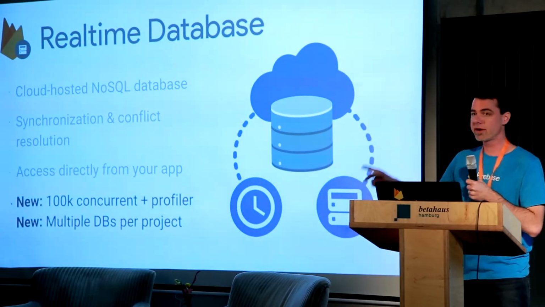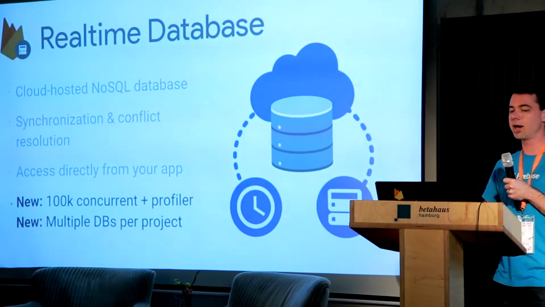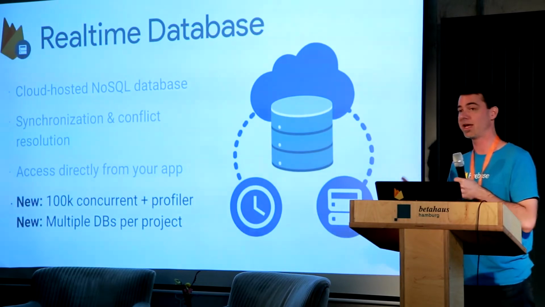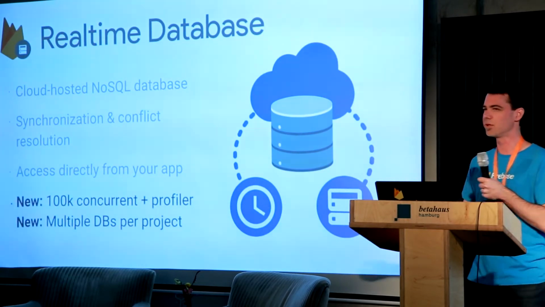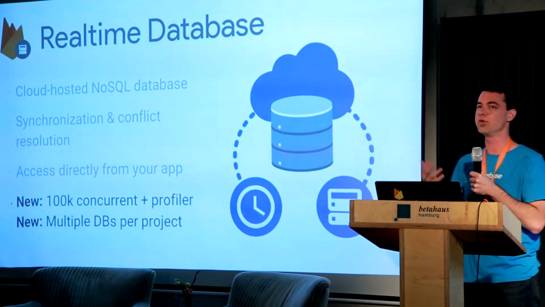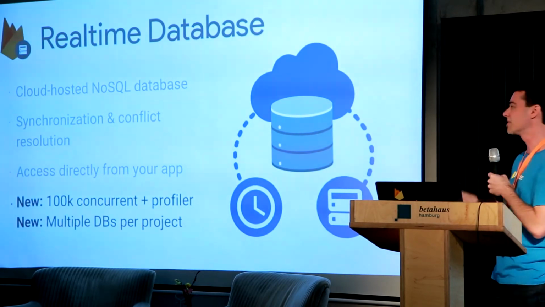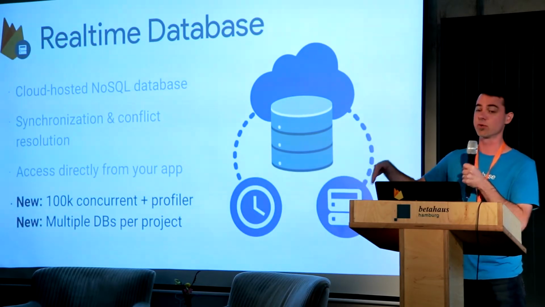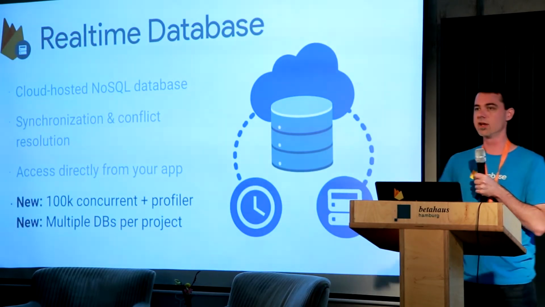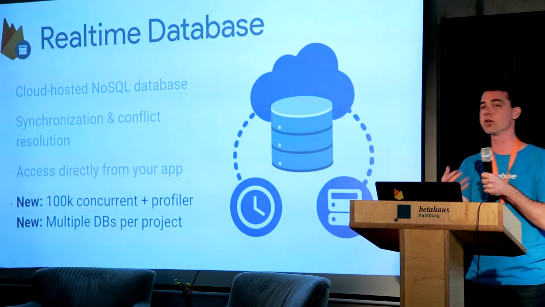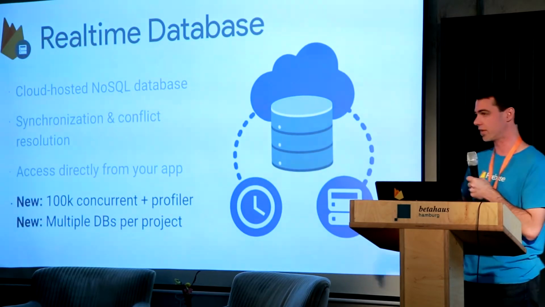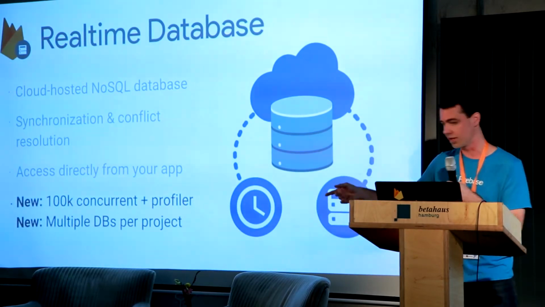Some things that are new in Firebase over the past few months: we recently upped the amount of concurrent connections for paying users. It used to be, I think the limit was something like 10,000 concurrent connections, and if you needed more, you had to call support, and we would make sure your app was architected okay. We've made some backend improvements, and now everyone who's a paying customer gets 100,000 concurrent connections. There's also a profiler to help you figure out, are your queries optimized correctly? That's something that's part of the command line tools now.